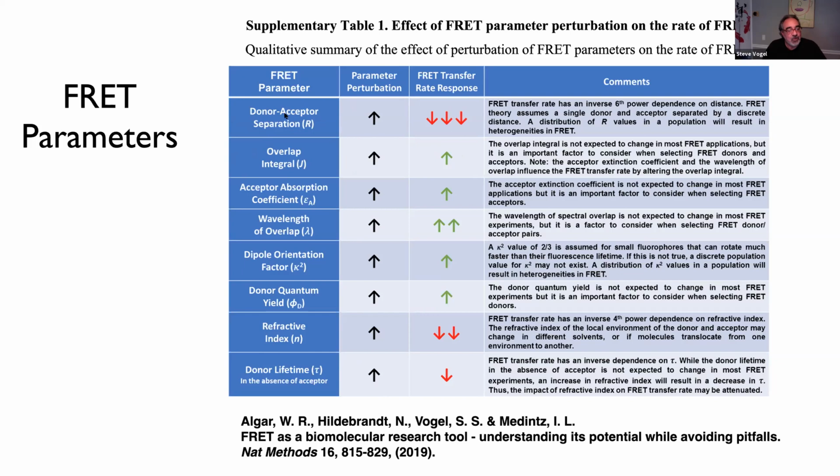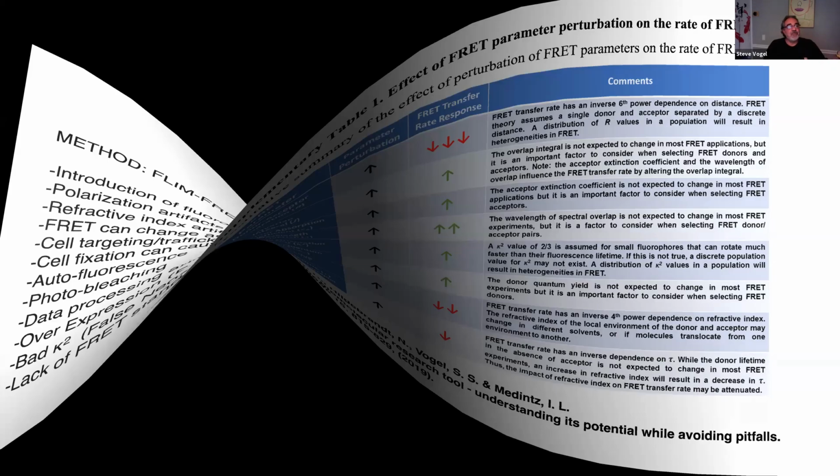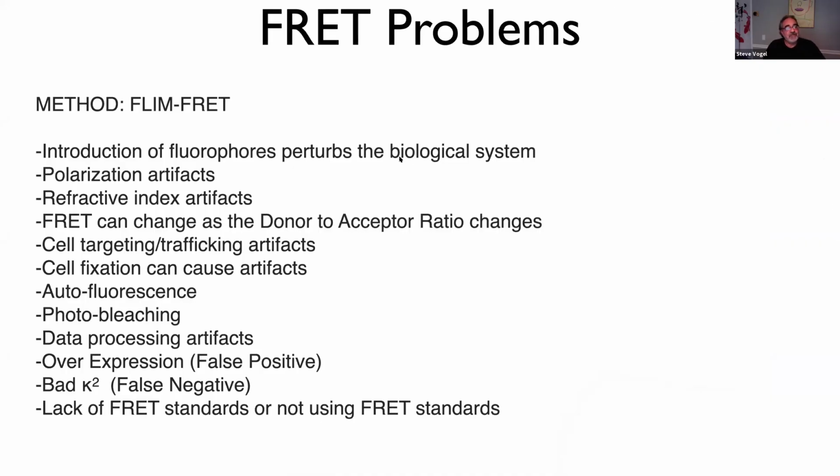Unfortunately, sometimes when we do these experiments, we can't assume that these things are frozen, and that also leads to complexities in trying to analyze our data. So what are the problems? Introducing fluorophores might perturb biological systems. Polarization artifacts, refractive index artifacts. FRET can change as the donor-acceptor ratio changes. Cell targeting and trafficking artifacts, fixation artifacts, autofluorescence, photobleaching. There are so many potential problems that you have to be careful.